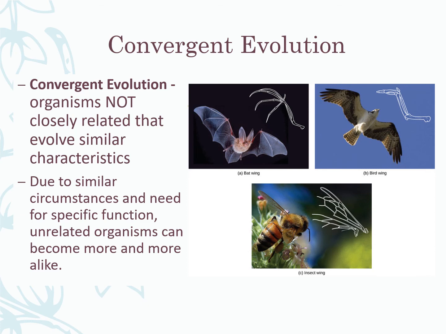Bees, not closely related to birds, still have wings because they needed the functionality of being able to fly. Through natural selection and random mutations, bees were able to adapt to flying just like birds were, even though they don't have a common ancestor. So again, due to similar characteristics and circumstances and the need for a specific function or job, unrelated organisms can become more and more alike.